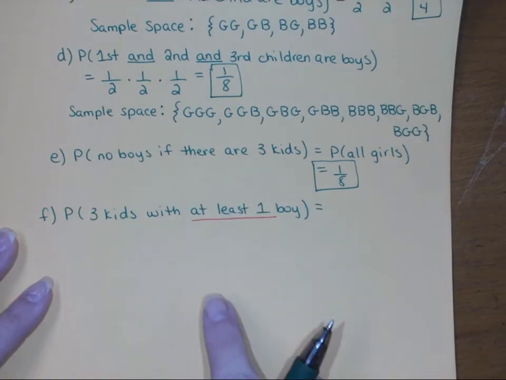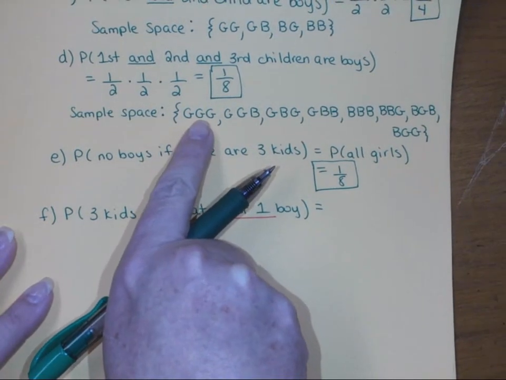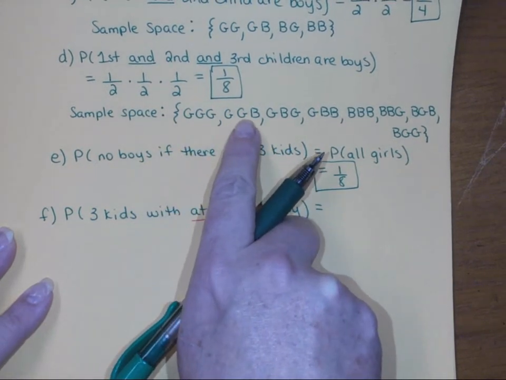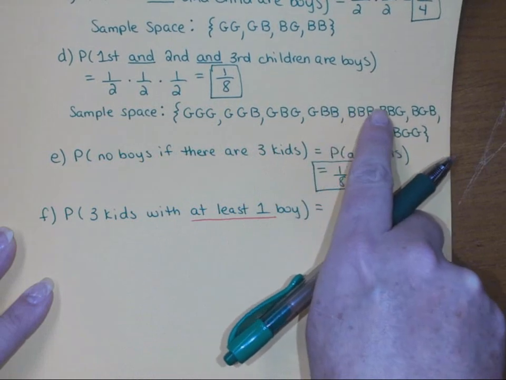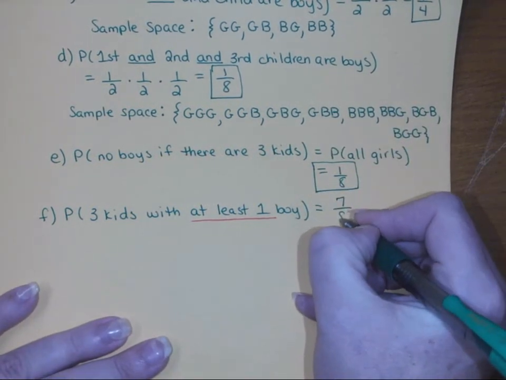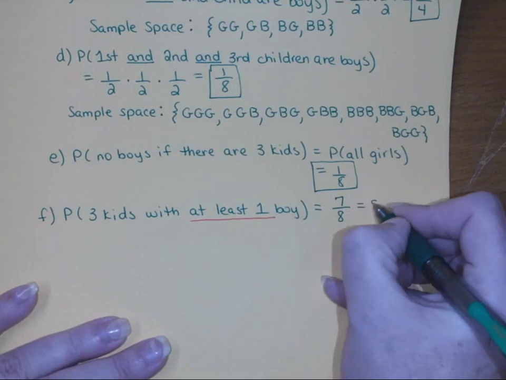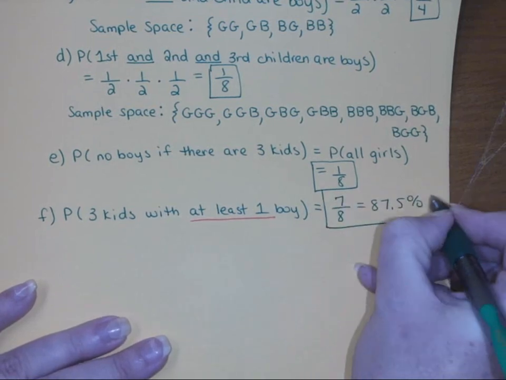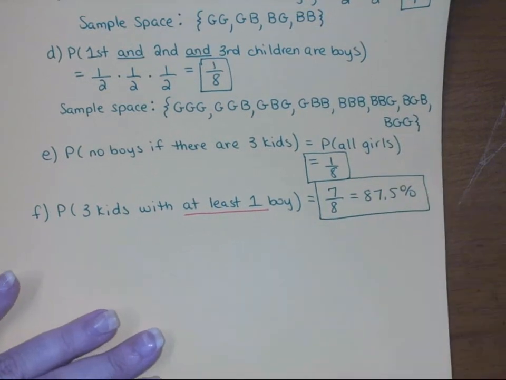If we look at our list, is there any boys here? No, right? So that's the only one that doesn't qualify. There's at least a boy here, here, here, here, here, all the way through. So in 7 out of the 8 possibilities, there is at least 1 boy, right? So we have an 87.5% chance of having at least 1 boy if we have 3 kids.